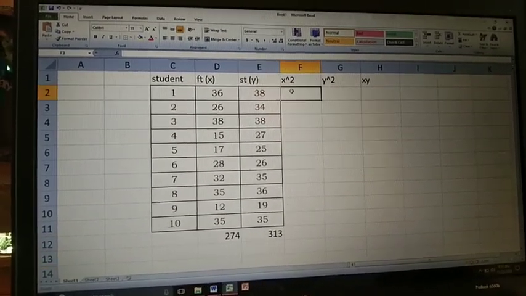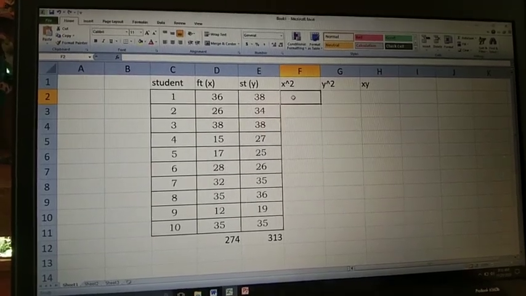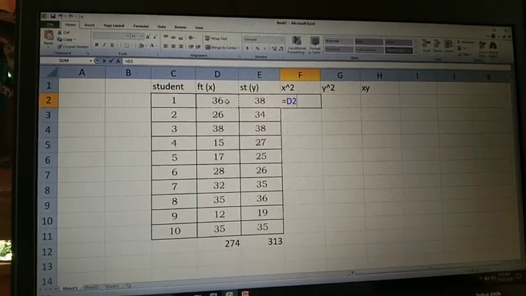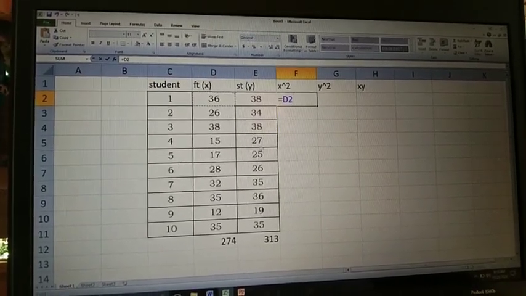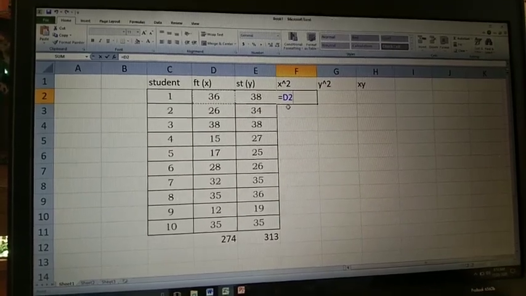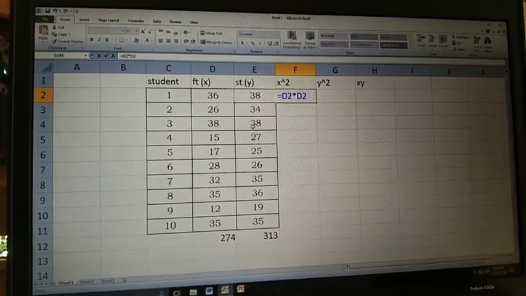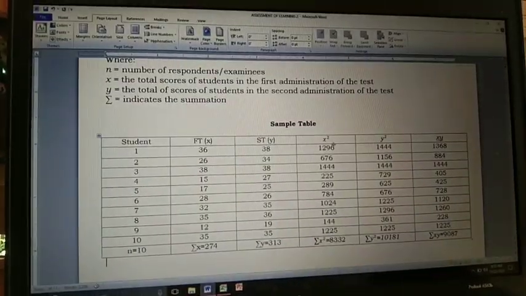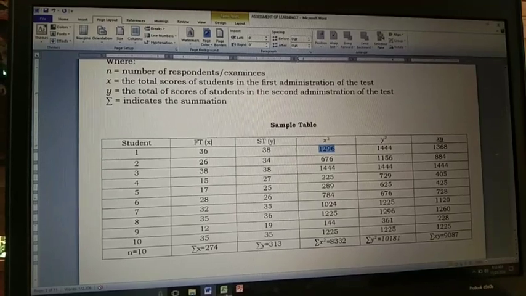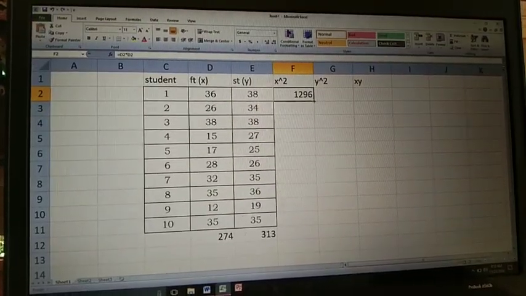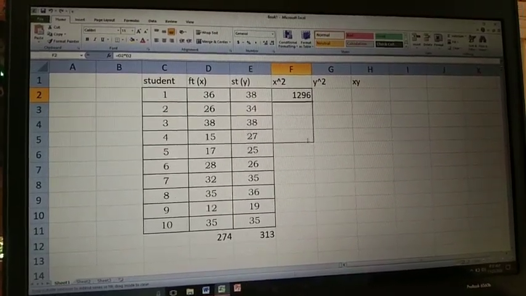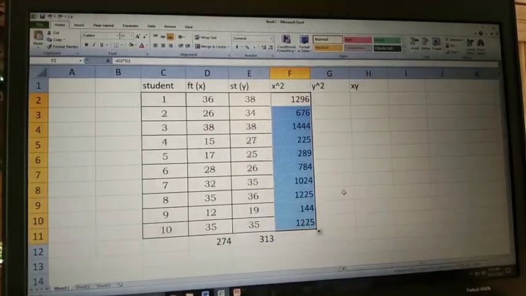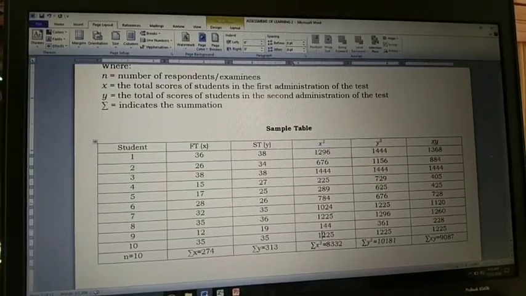And x squared, you can use this, is equal to 36 multiplied by 36. Okay, 1296. Then after that, you can drag it down so that the other results will follow. Okay, we have here.